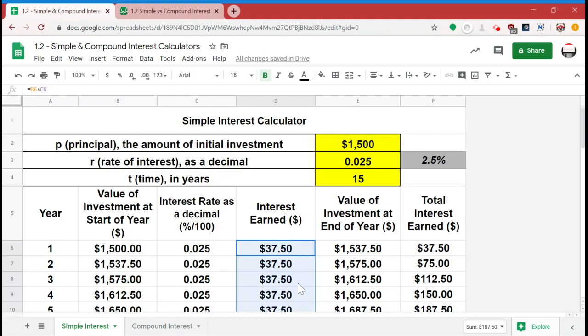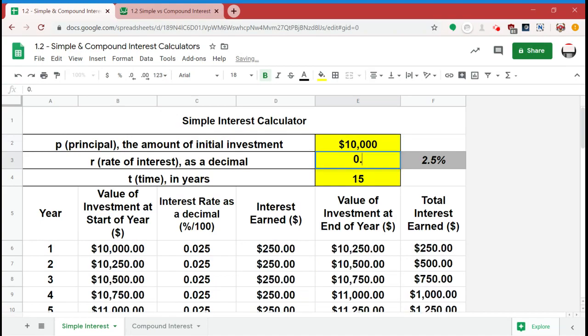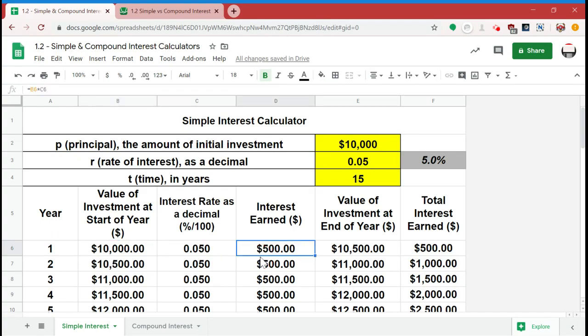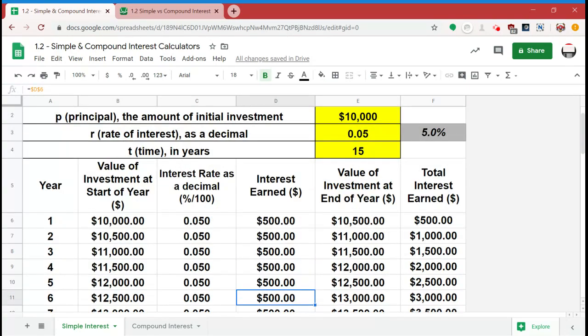Whereas with simple interest, the interest that you earn year per year is always based on the initial amount of money that you invested. Whatever you invest in year one dictates exactly how much interest you earn every year.